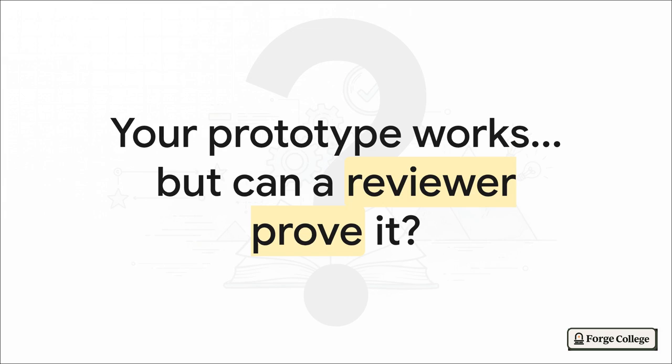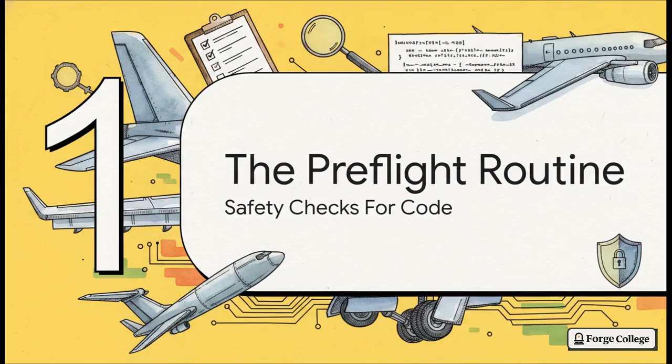Well, a working Solana prototype is literally useless if your reviewer suffers a mid-air malfunction trying to guess your specific environment variables or your RPC endpoints or your seed keys. In a Capstone submission, you're answering 2 questions at once. What did you implement, and how can someone else verify it quickly and reproducibly? That brings us to Section 1, the pre-flight routine, safety checks for your code.